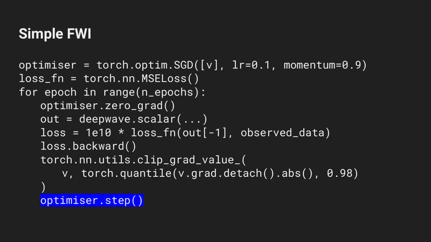Finally, we use our optimizer, stochastic gradient descent, to update the model using the gradients we just calculated to reduce the loss. We keep doing this iteratively because of the loop over epochs, and hopefully in each iteration the optimizer will continue to reduce the loss, causing the model to converge towards the true model.